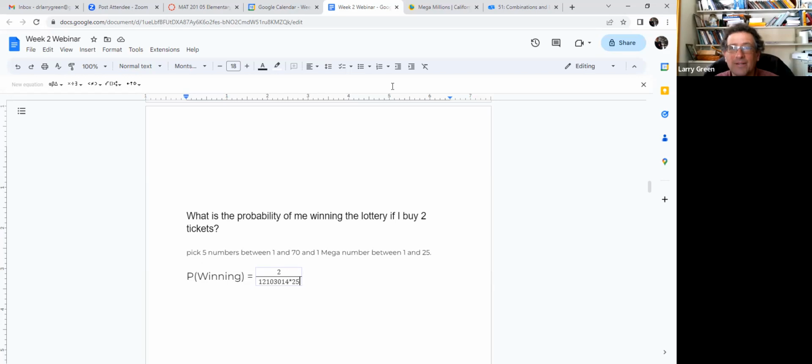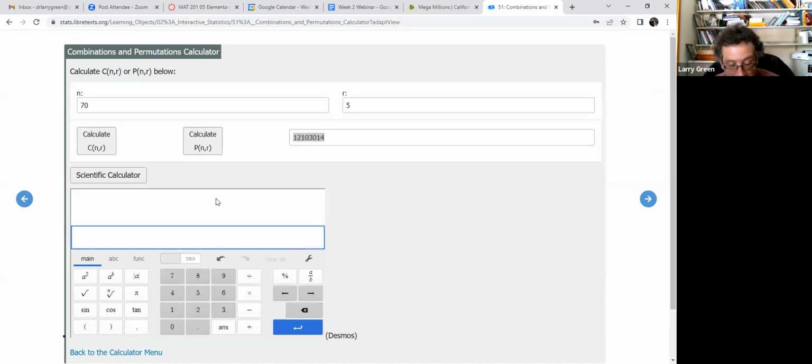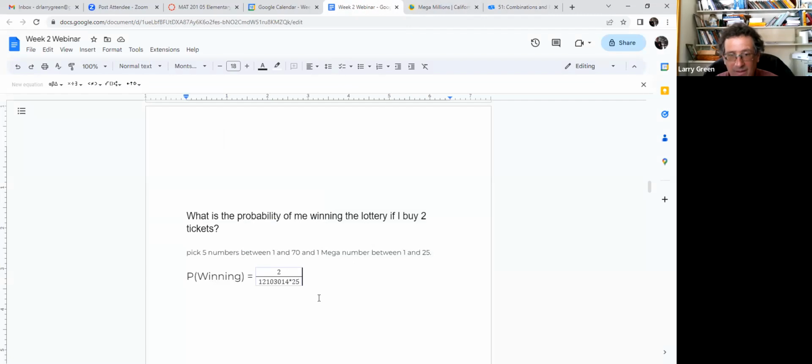So now what I can do is go back to the calculator. And I can calculate this out. We have 2 divided by, and now I put that 12 million thing in, and then multiply by 25. And there we are at 6.6-ish times 10 to the negative 9th. So that means there's going to be 8 zeros before the 6. And there's my probability of winning.